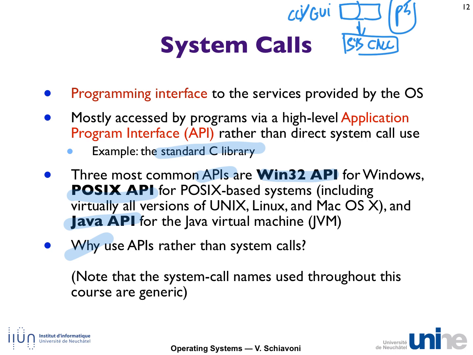One good answer is that if you are relying on an API rather than using system calls directly, you are adding some genericity to your program that allows you to port your program more easily from one OS to another.